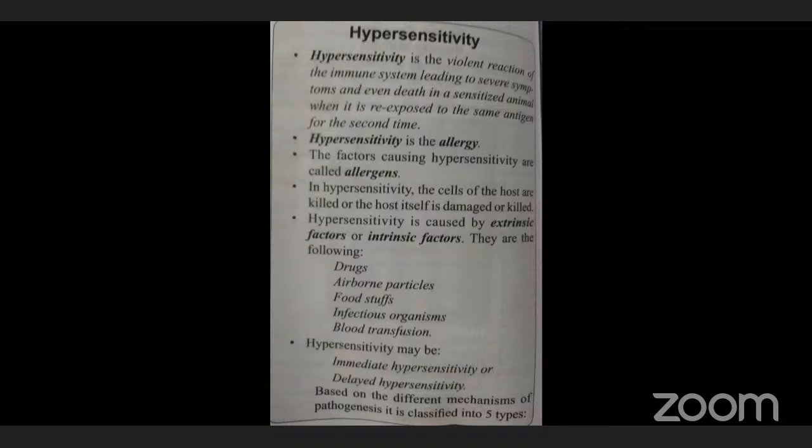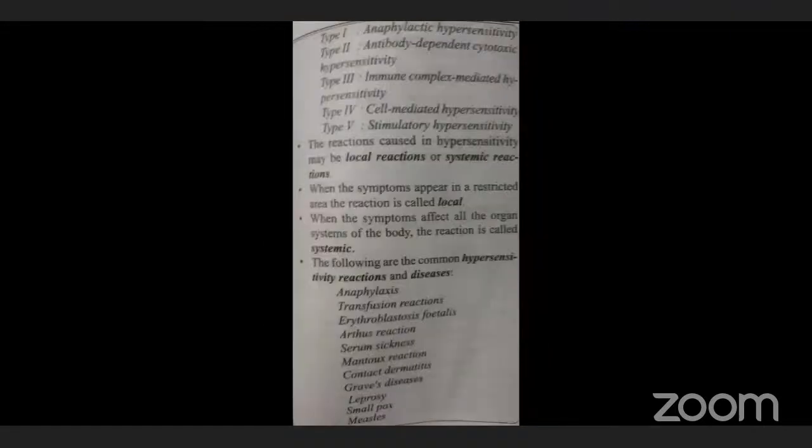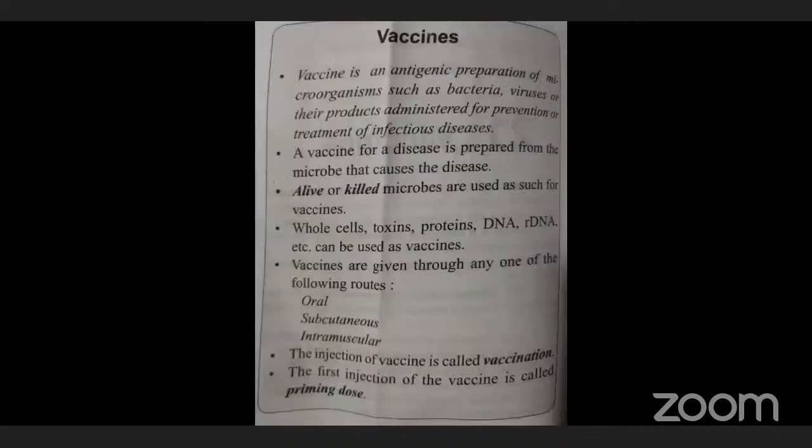Clear? Those are the 5 types of hypersensitivity reactions. Just knowing the names is enough, because in our syllabus they mainly cover 2 types, delayed and immediate hypersensitivity reactions. Although you should know the different types based on the mechanism. Type 1, anaphylactic. Type 2, antibody dependent cytotoxic hypersensitivity. Type 3, immune complex mediated hypersensitivity. Type 4, cell mediated hypersensitivity. Type 5, stimulatory hypersensitivity. At least you should know the names. This is called hypersensitivity reactions.